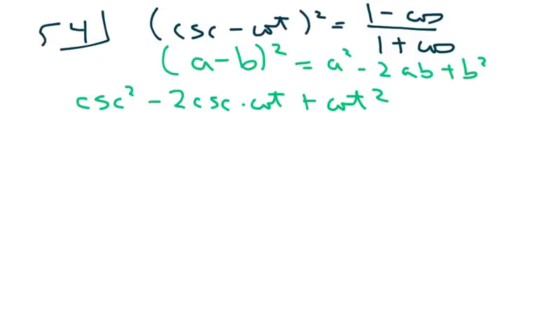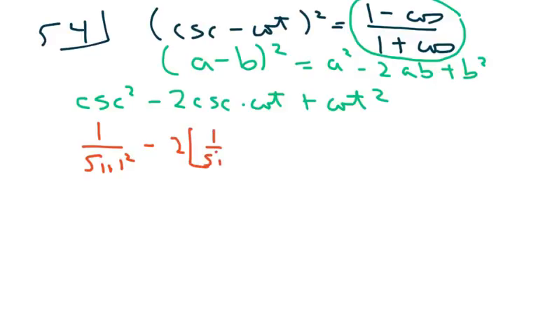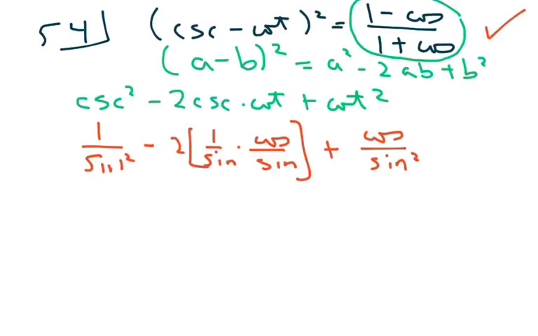Now, I need this in terms of cosine, so I'm going to rewrite these a little bit and write this as 1 over sine squared minus 2 times 1 over sine times cosine over sine plus cosine squared over sine squared. Now, this is the one I did in class, so this is just a repeat here.